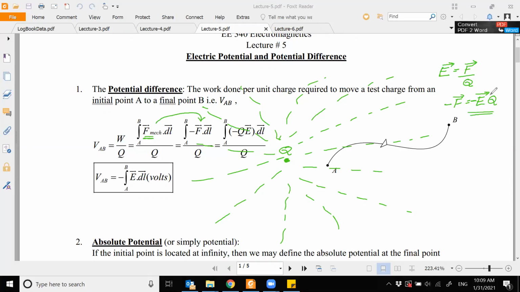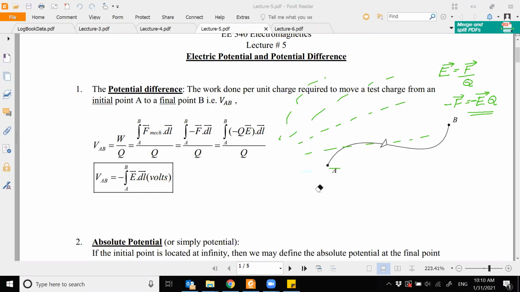Got it? And this is because of the presence of this charge capital Q, which is making this disturbance, which is our force disturbance, and also the electric field. Now, if I simplify this, Q and Q will cancel out, and then I will get the potential difference VAB is nothing but minus integral A to B E bar dot dl bar. And the units are in volts.